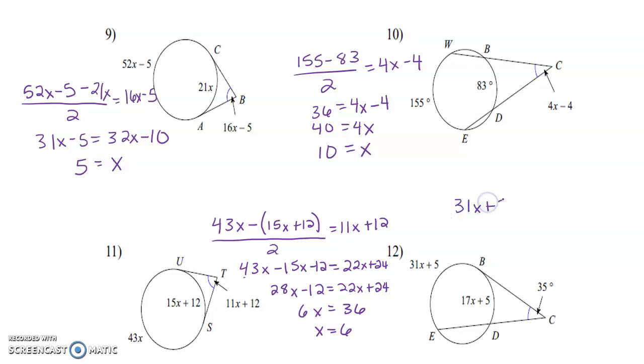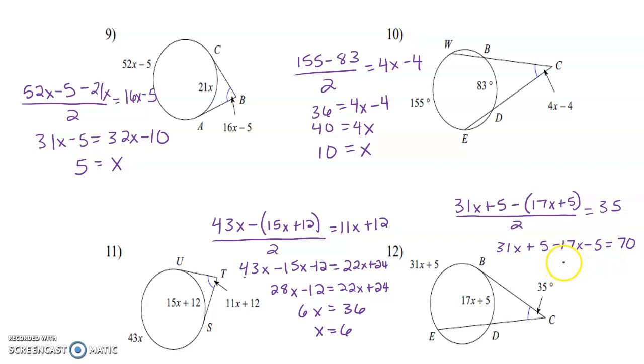31x plus 5 is my far arc minus my near arc, which has two terms, so I need to group them because I'm subtracting. It wouldn't matter if I was adding. Divided by 2 equals 35. Okay, I'm going to distribute and get my 31x plus 5 minus 17x minus 5 equals, I'm multiplying by 2.